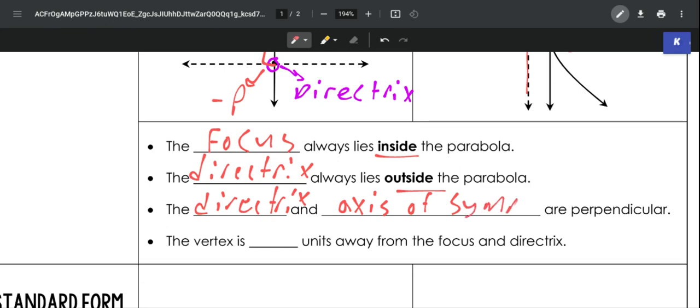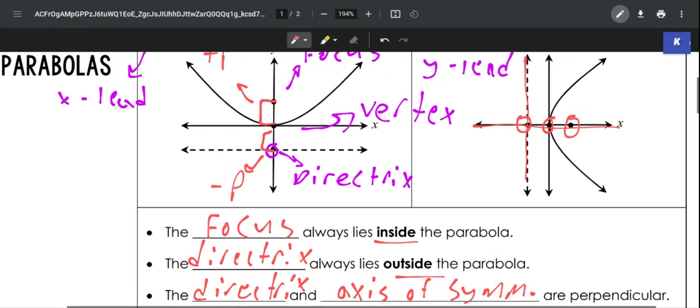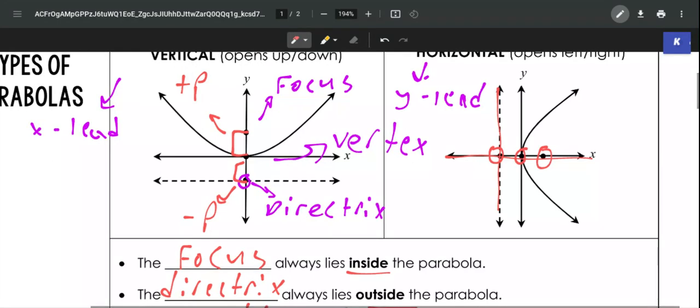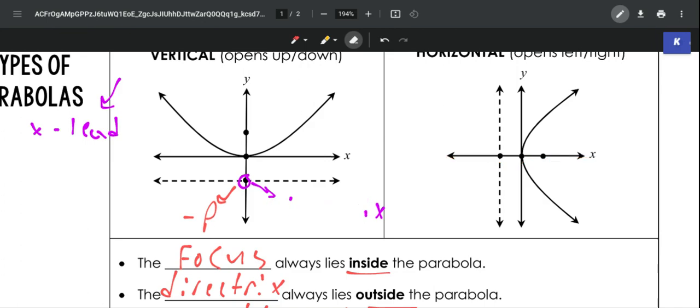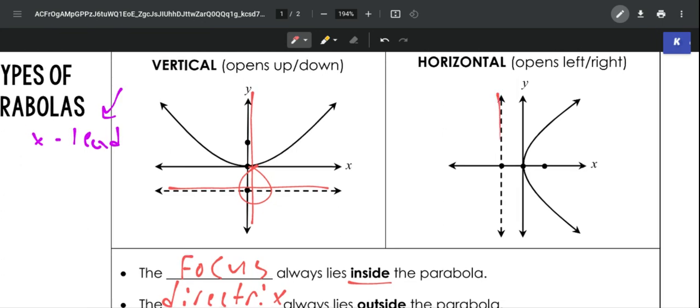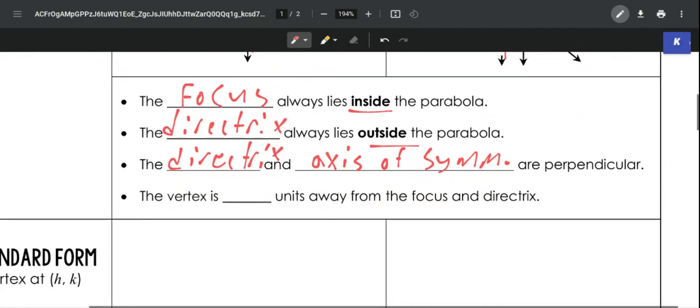So that just means if we look at our two graphs, our directrix, which I hope you have all this written down, our directrix is our dotted line, which is here, and then the axis of symmetry would be there. As you can see, those two are perpendicular. And the same thing for a horizontal parabola. Our directrix is here, our axis of symmetry here, they're perpendicular.